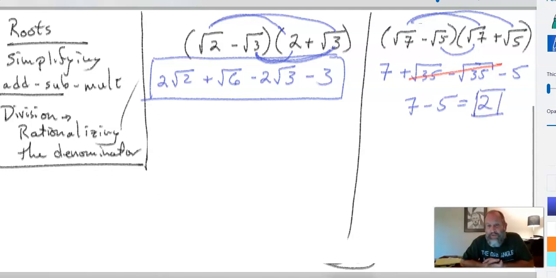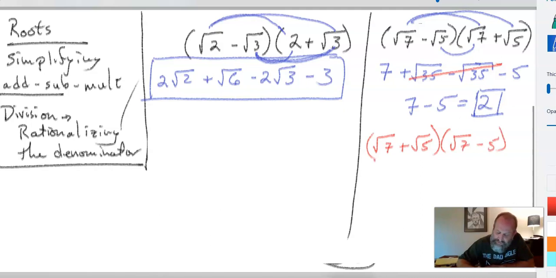And that's actually important. This particular property is very important. It turns out that anytime you have two things like this, where you have plus and minus the same radical expressions, you know, root 7 plus root 5 times root 7 minus root 5, each of these factors, actually they're not terms, they're factors, if the terms are plus and minus of the same thing, the operation has changed between them, then these are called conjugates.